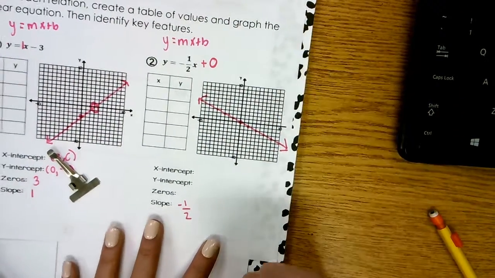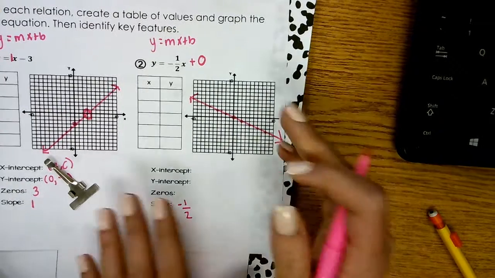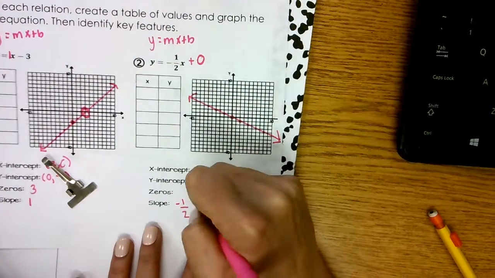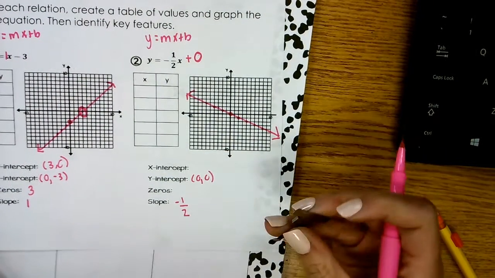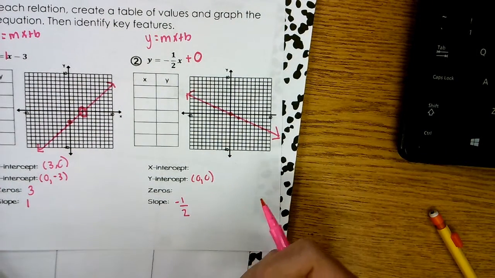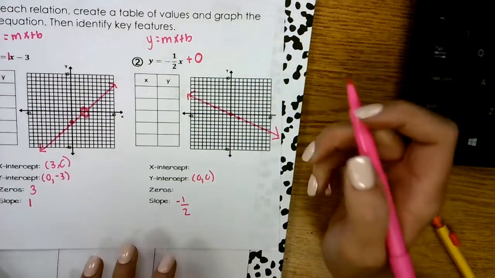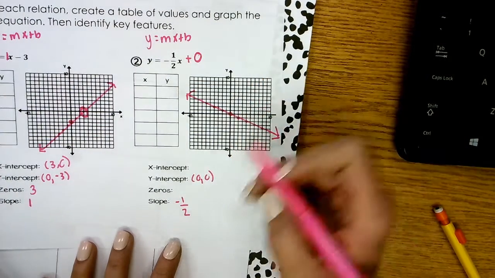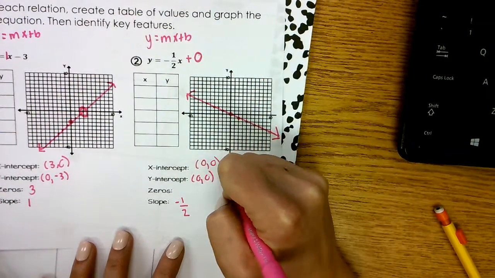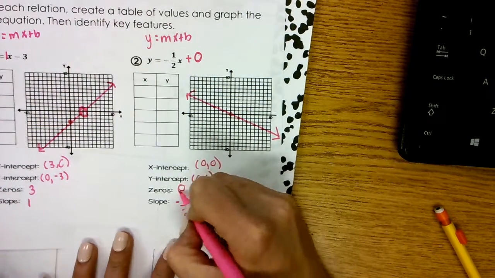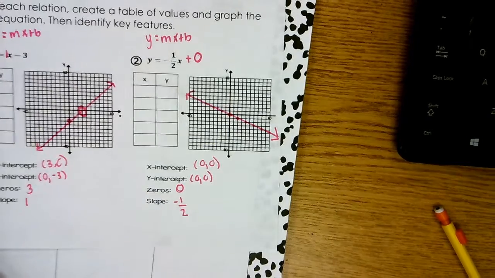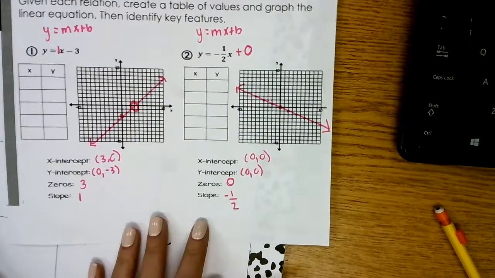Okay, so here the slope is -1/2. We know the y-intercept is (0, 0). For our x-intercept, you want to look and see where the line that we graphed crosses the x-axis. And oh look, it's the same spot. The x-intercept is also (0, 0), which means our zeros are 0. And that is, oops, I'm off the screen. That's the final answer.